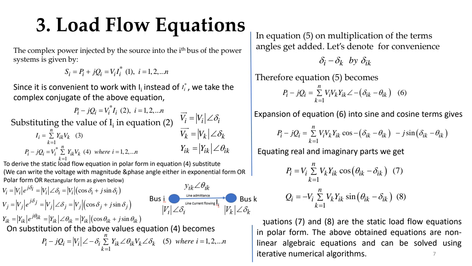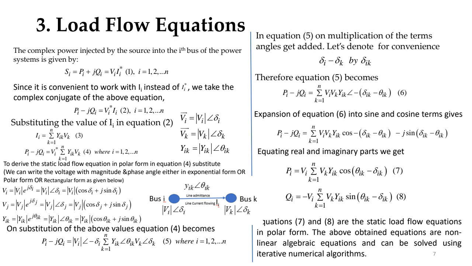In that case, Ii is equal to the summation of k equal to 1 to n of Yik times Vk. This is your generalized KCL equation for any power system network. Basically, your complex current is equal to admittance times voltage. That's what we derived from the previous formulation of the Y-bus equation. So we want to substitute this current Ii, equation 3, into equation 2.